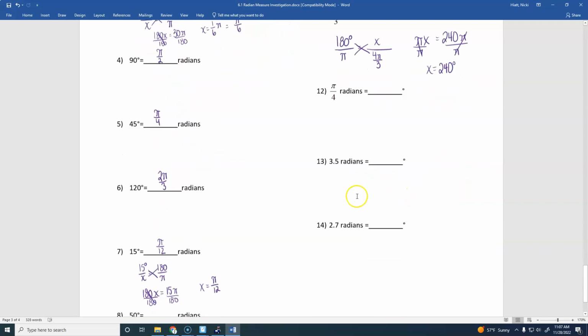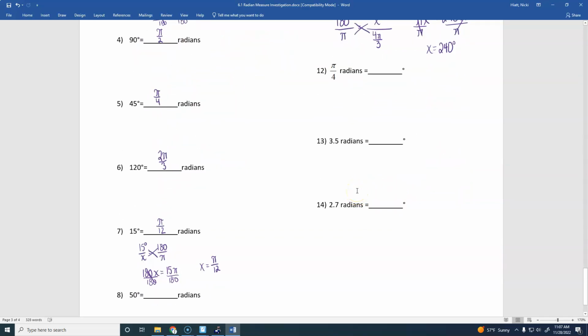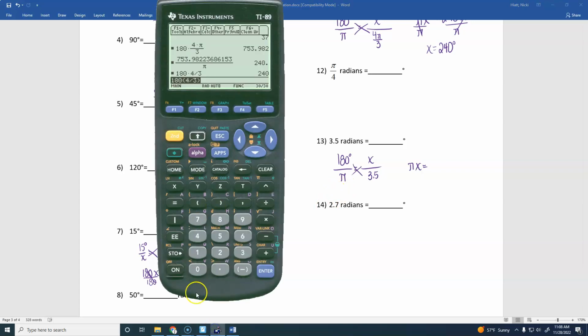Yeah. Now, when you get down here to 13, you don't have options. All right? Because 3.5 radians, you can't reason through that very well. All right, so proportion is going to be important on number 13. You've got 180 over pi is going to equal x over 3.5. Now, on this one, you would have to have a calculator. I could not give this one to you without a calculator. You would cross multiply. You would get pi times x equals, and then you do 180 times 3.5. And you would get 630.